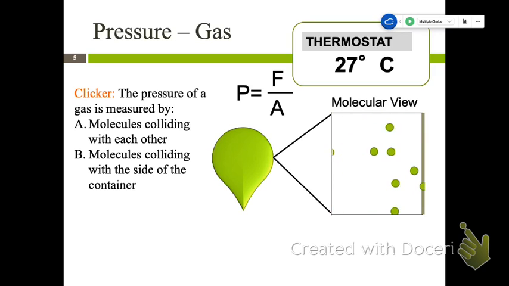So B is what almost everyone answered, and I agree that B is the appropriate response. So we have a sensor here. How many particles hit, how fast are they going, and how frequently are they hitting? That's our definition of pressure.